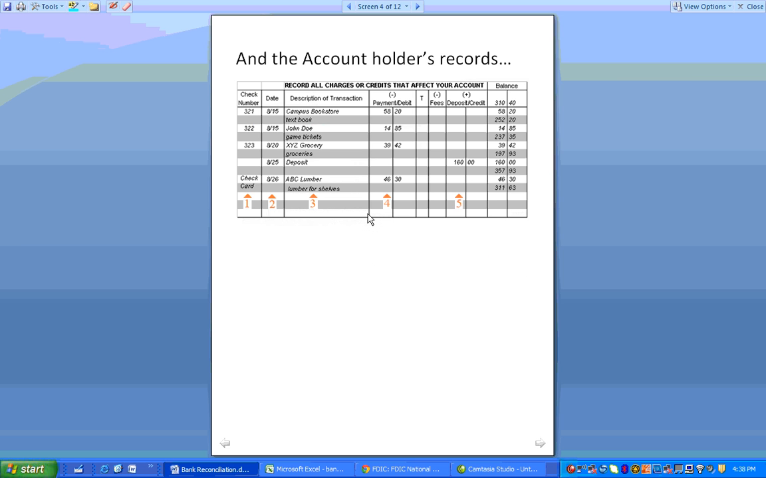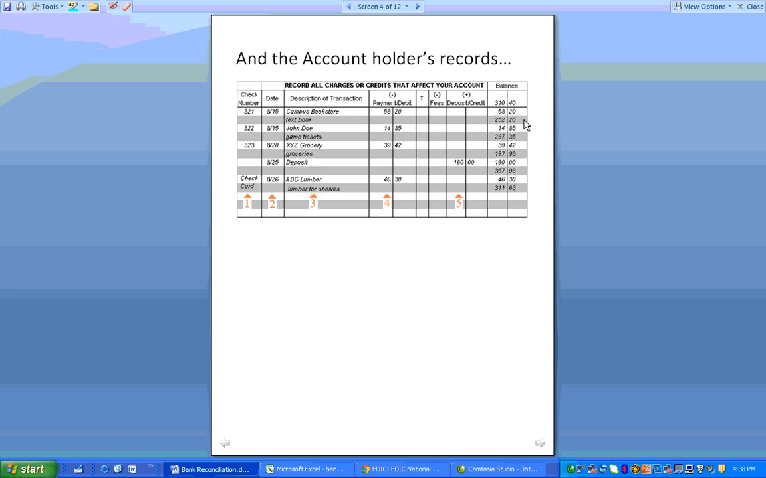Next, we're going to look at the account holder's records. And here is a copy of a check register. This person, unlike many of you, has done a very good job of recording each check number and every transaction that's hit the account. They've been real careful to update every time they made a payment or made a deposit, and they've updated the balance. This is a very nicely done check register. So if everything has been recorded in this check register that the bank has recorded, then we're going to reconcile.